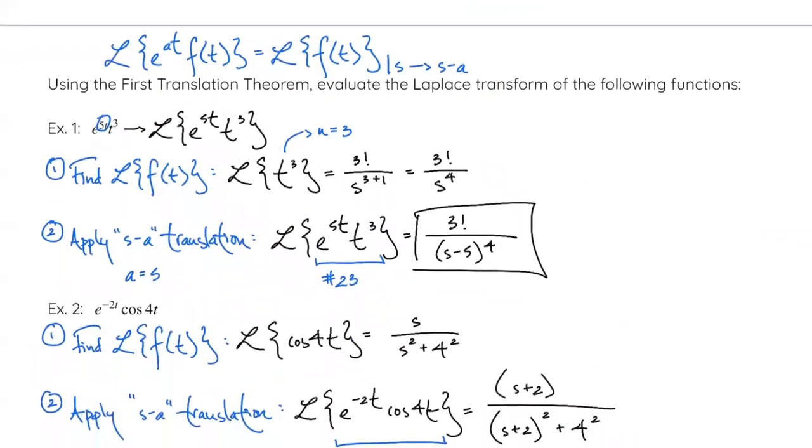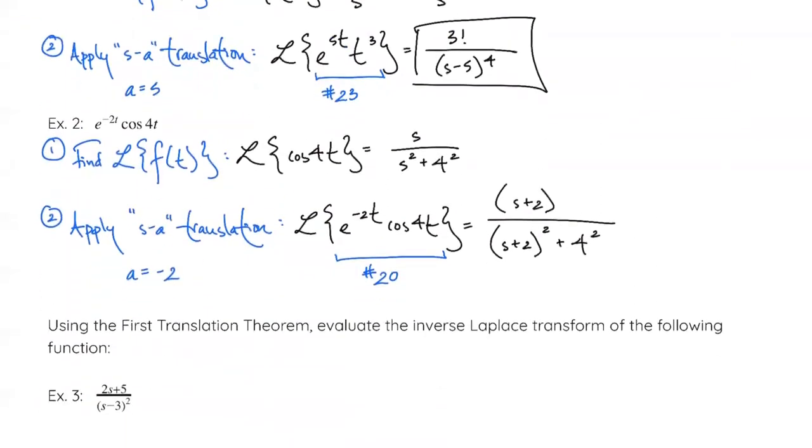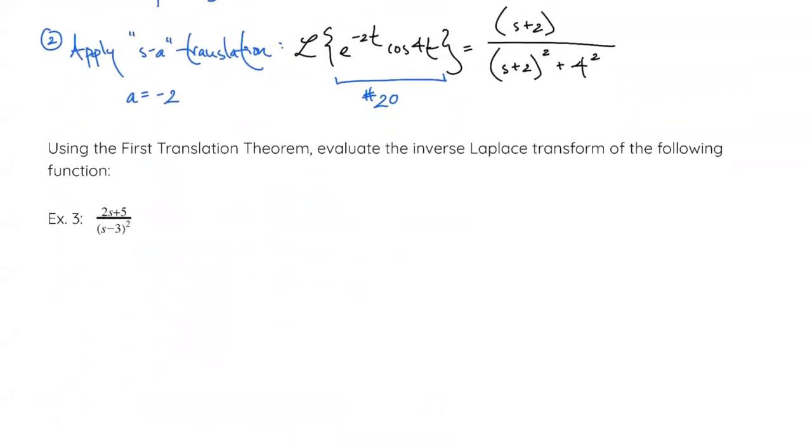So that's how we move in one direction. We're finding the Laplace transform. But as we know, when we solve differential equations with Laplace transforms, it's really important that we know how to go in the other direction as well. And so we're actually going to take a look at how we go backwards here.